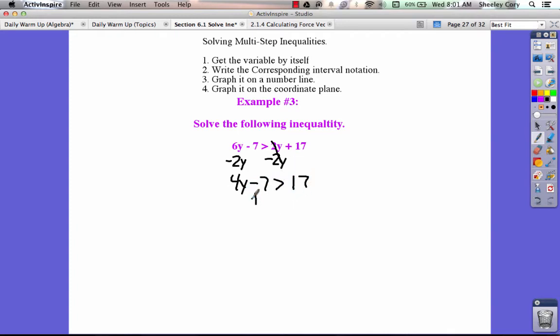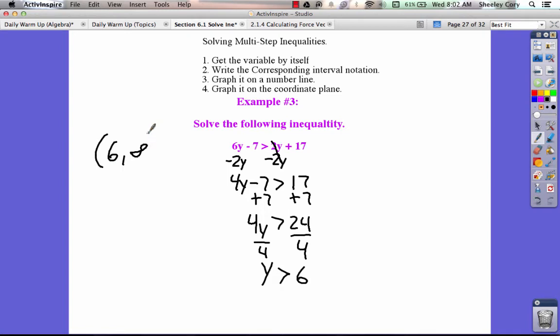Now we're going to add 7 to both sides. We get 4y greater than 24. And divide by 4 on both sides. So y is going to be greater than 6. If y is greater than 6, the corresponding notation should be, well, that means 6 is the smallest, so 6 to infinity. It can't equal 6. Cannot equal infinity. Draw the number line.